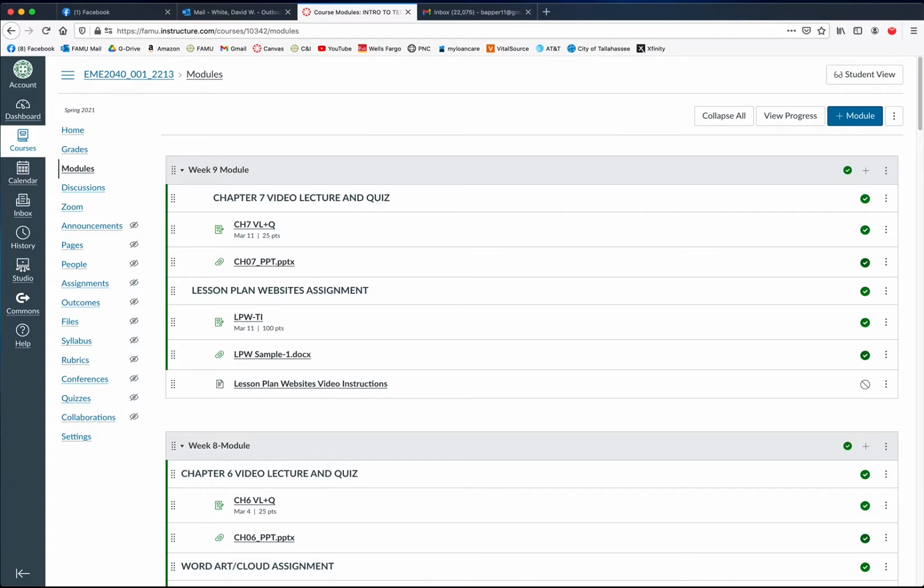But the difference is the teacher website assignment was websites that are going to help you get your content across to your students. This one is going to be websites that have lesson plans on them that are going to help you write your lesson. So we have to distinguish between the two. So let's just take a look at what we're talking about here.